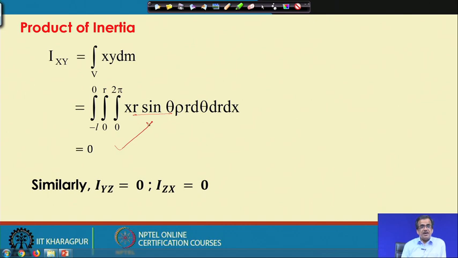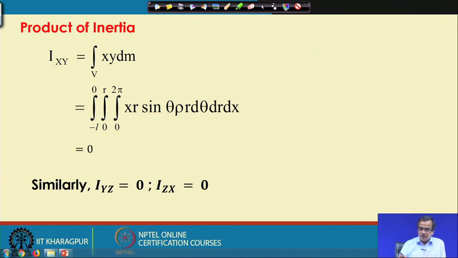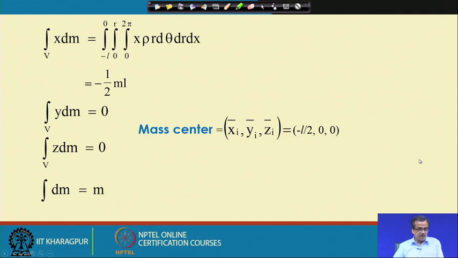Now, by following a similar method, we can also find out Iyz, and Iyz is nothing but the volume integration of yz dm. If you carry out this integration, I will get Iyz equal to 0. Similarly, I can also find out the product of inertia Izx, which is nothing but zx dm, and if I carry out this integration, we will find that Izx is equal to 0. So, we have got these product of inertia.